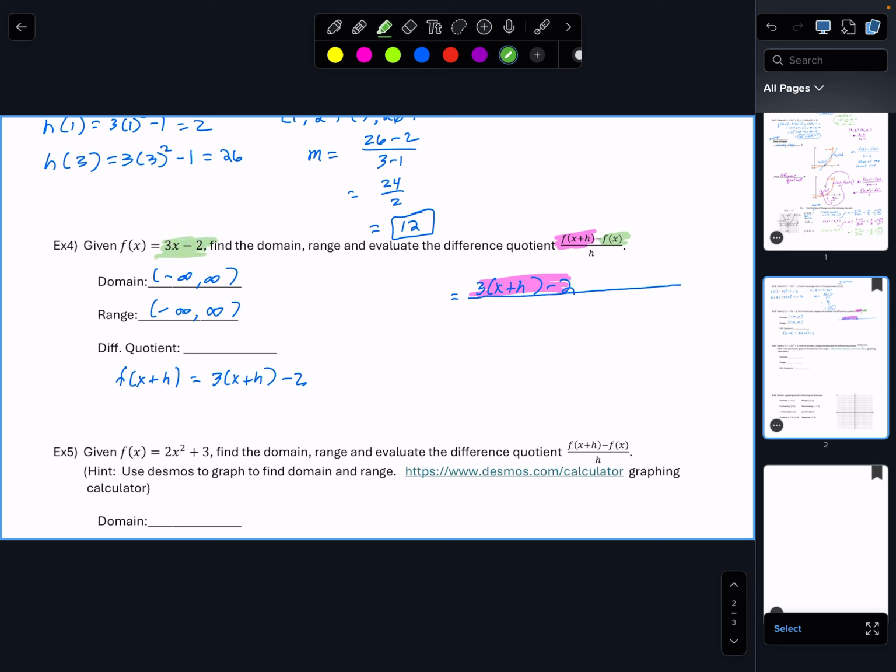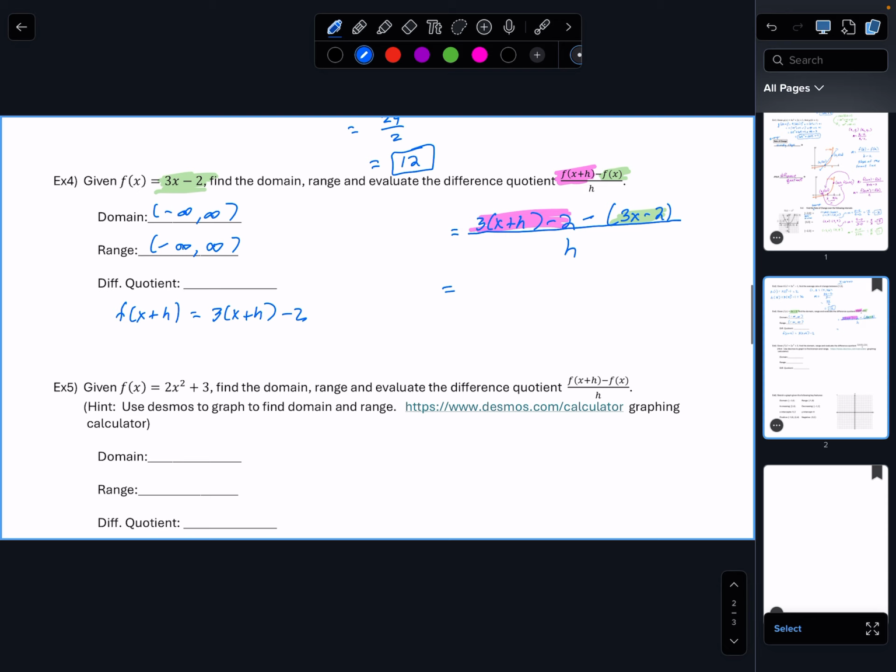It's a binomial. I need to subtract the entire thing, so I need it in parentheses, minus the 3x minus 2. Minus that 3x minus 2. And that is your minus your f of x. And the whole thing is over h. And now it's a matter of distributing and collecting like terms and simplifying.